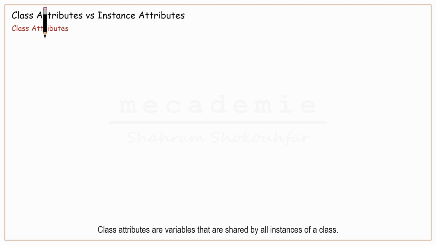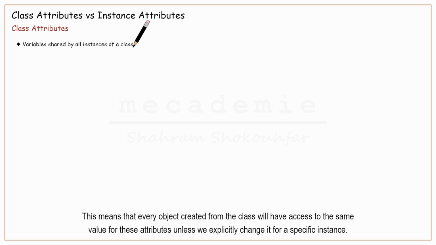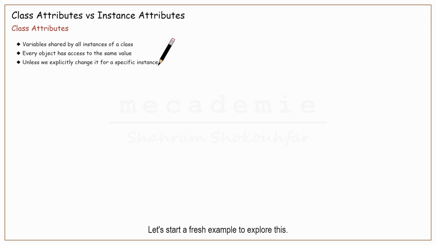Class attributes are variables that are shared by all instances of a class. This means that every object created from the class will have access to the same value for these attributes unless we explicitly change it for a specific instance. Let's start a fresh example to explore this.